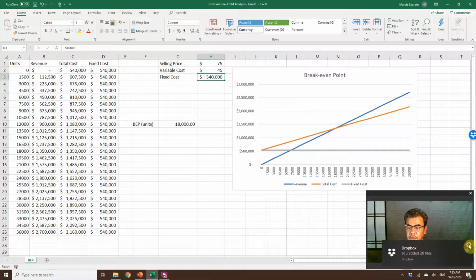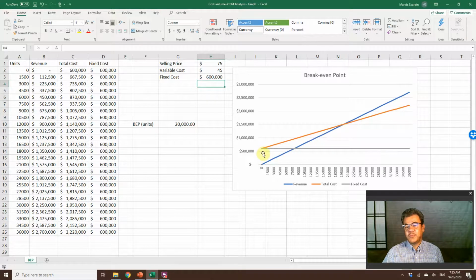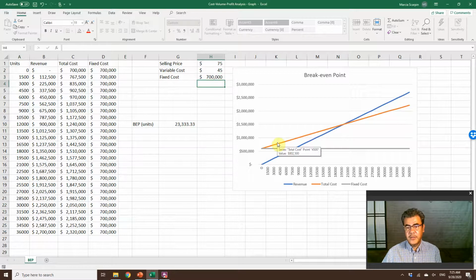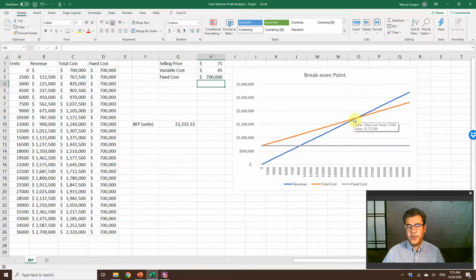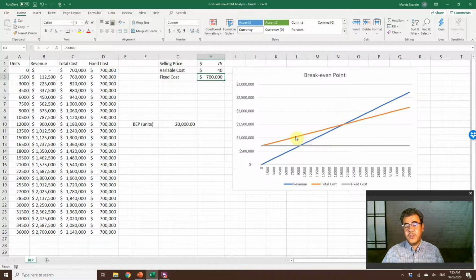So instead of 540, let's change it to 600. See, it moves. Or let's change it to 700. Let's see what happened with these lines here. It goes up, and our break-even point goes up. Now it's 23.3. So it is around here between 22.5 and 24. Or let's work with a variable cost of 40. Now it goes down only the orange line, because we change only the variable cost. So our slope goes down, and our break-even point is 20. That is here between 19.5 and 21.